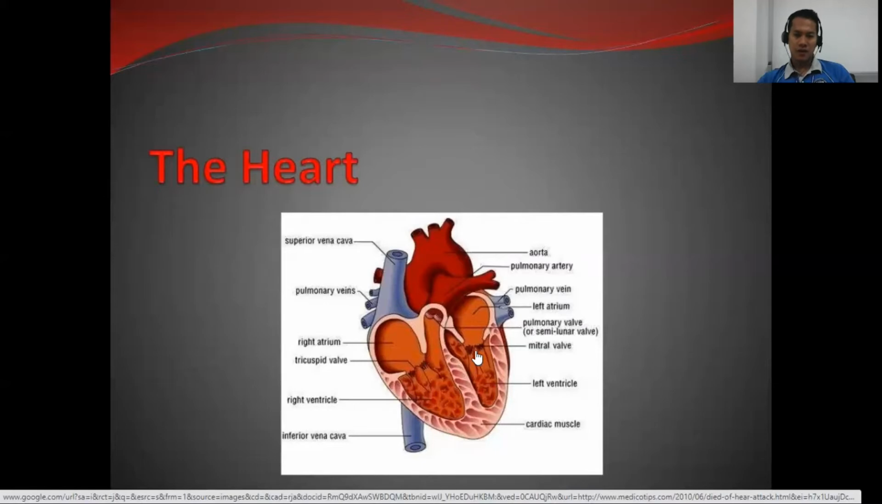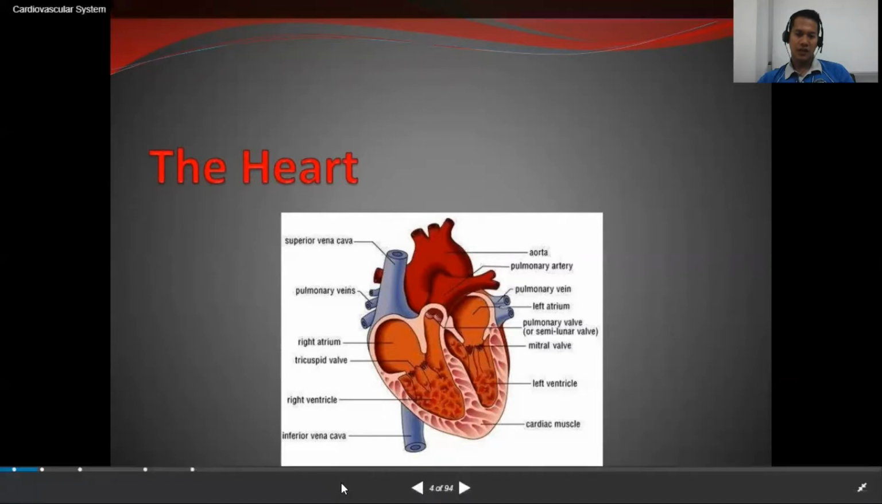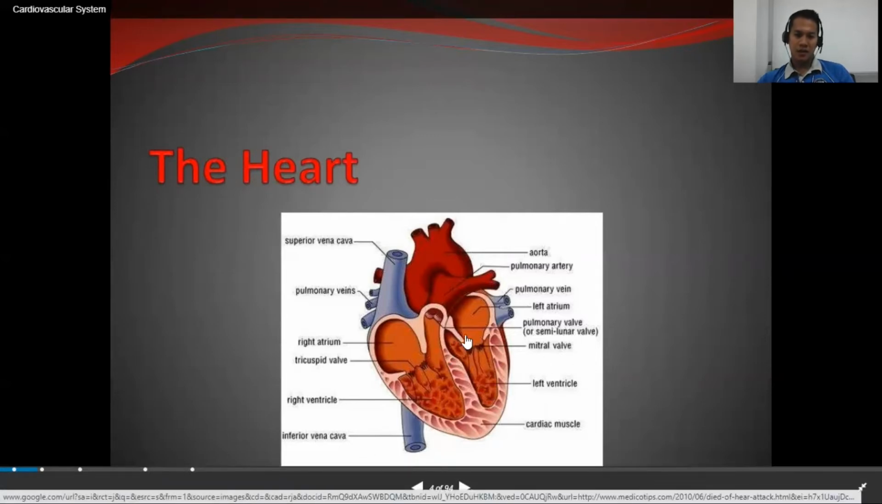The mitral valve here does the same. It prevents the backflow of the blood from the left ventricle going back to the left atrium. So it ensures one-way flow as well, from here going to the body. Those are the functions of the valves. There's another one right here. We call this the semilunar valve, or sometimes the pulmonary valve. It prevents the backflow of the blood from the pulmonary artery going back to the right ventricle.